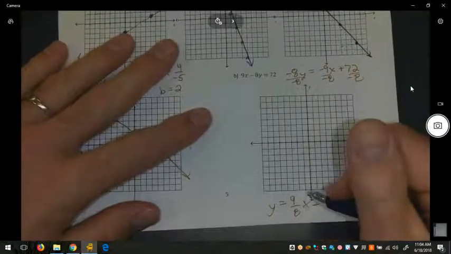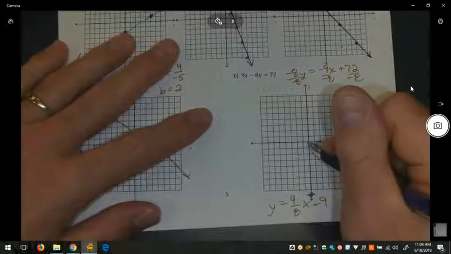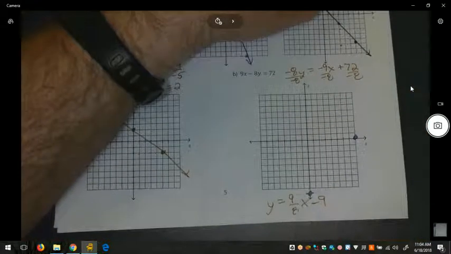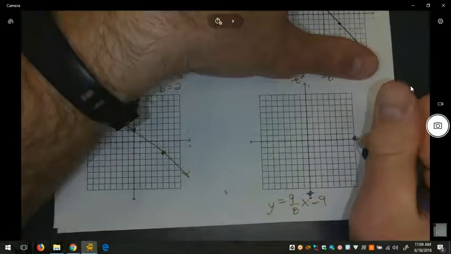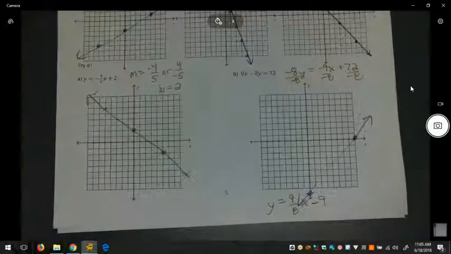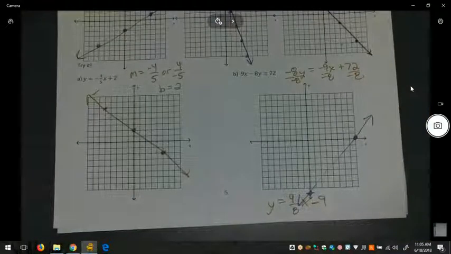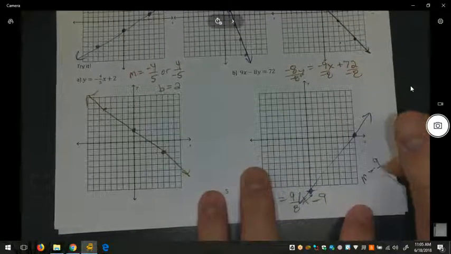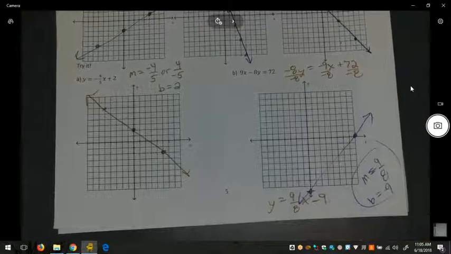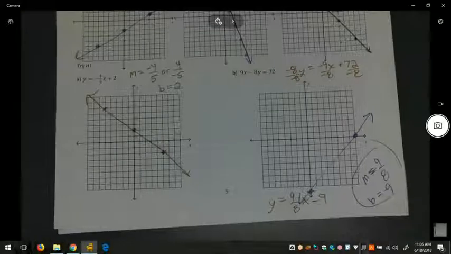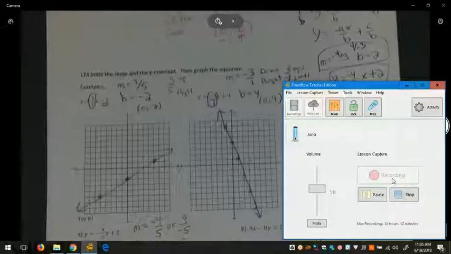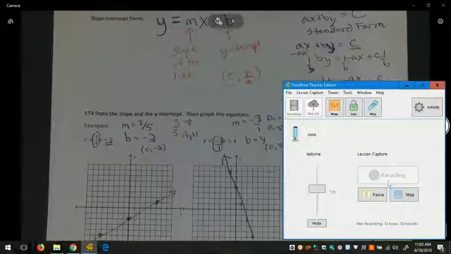Now, starting at negative 9, I'm supposed to go up 9 and right 8. I can't go down on this particular graph, so there's only 2 points that I'm able to plot on this graph paper. Our slope we label as 9/8, our y-intercept as negative 9. This concludes the clip on how to graph using slope-intercept form.